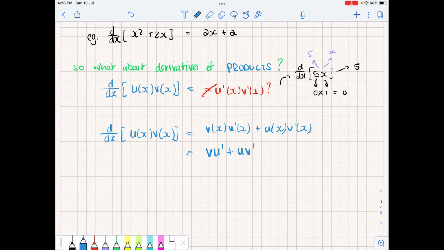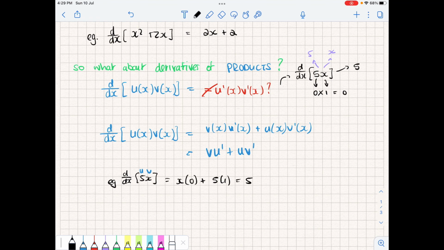Okay, so let's quickly have a look at our silly little example here of the derivative of 5x and see if this works. Okay, so we have, using the product rule, we always need to call one function u and one function v, so I'm going to call them u and v. So I'm going to take v, which is x, and I'm going to multiply by the derivative of u. u is just a constant, so its derivative is 0. And then I'm going to add u, which is 5, and the derivative of v. When I differentiate x, I get 1, and so we get 5, and we know from the product rule that that is correct.